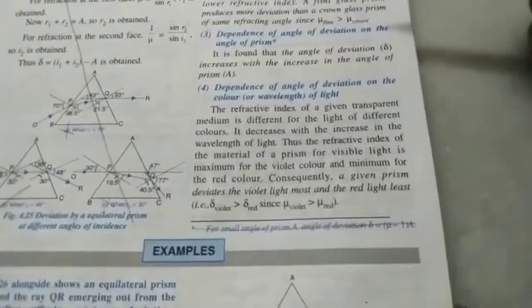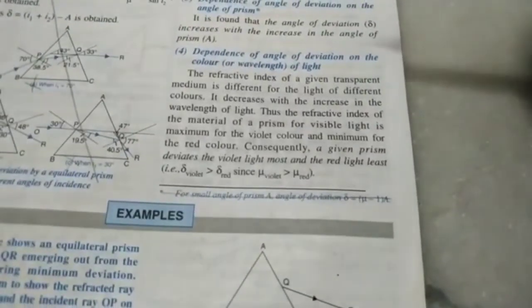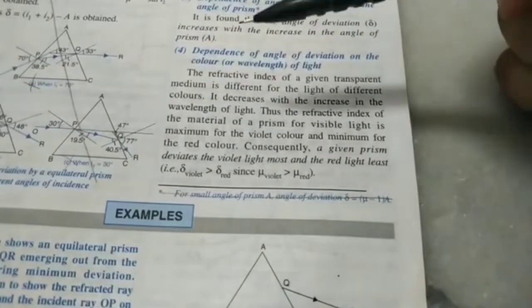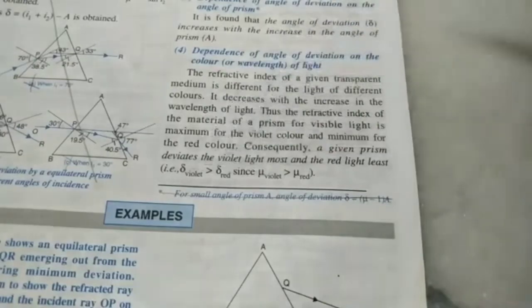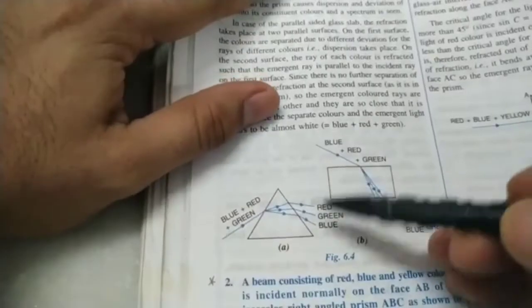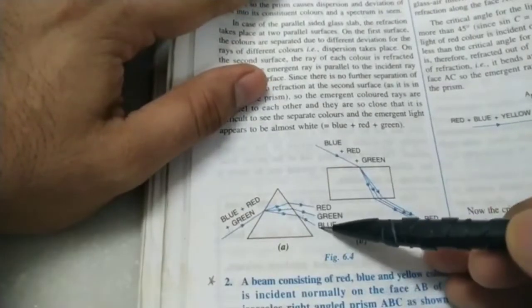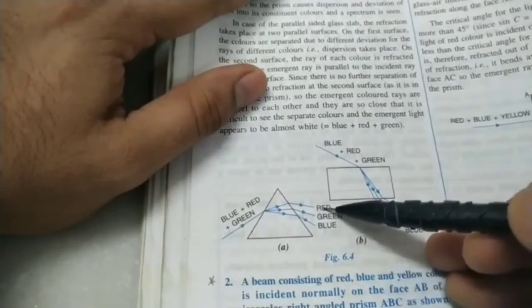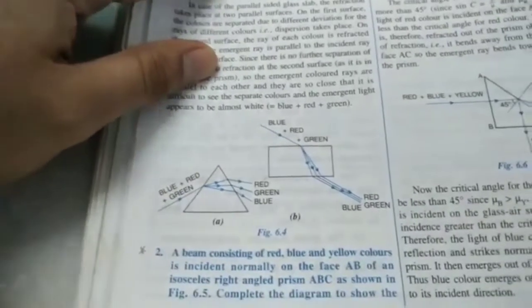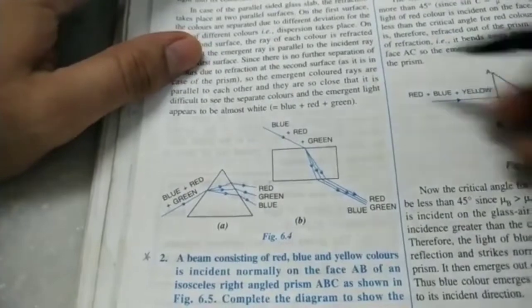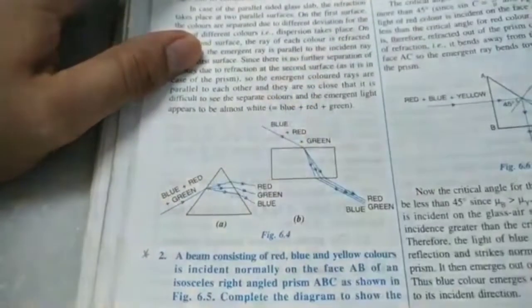And finally, it will also be affected by the color or the wavelength of light. Since the refractive index for violet color is greater, so the deviation for violet color is also greater. Out of different colors, the deviation for blue is maximum and the deviation for red is minimum. Blue bends. Of course, violet will have even more deviation.